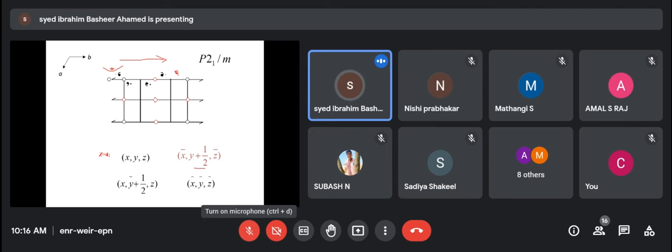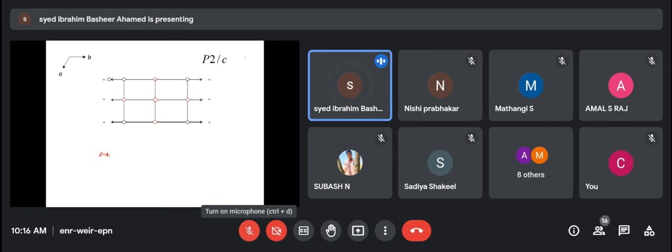Again, this is centrosymmetry. These two are inversely related. So you have a center of inversion here. These two are centrosymmetrically related. So then we have P2 bar C. You have a P2, a two-fold rotation axis, and perpendicular to that you have a glide plane.